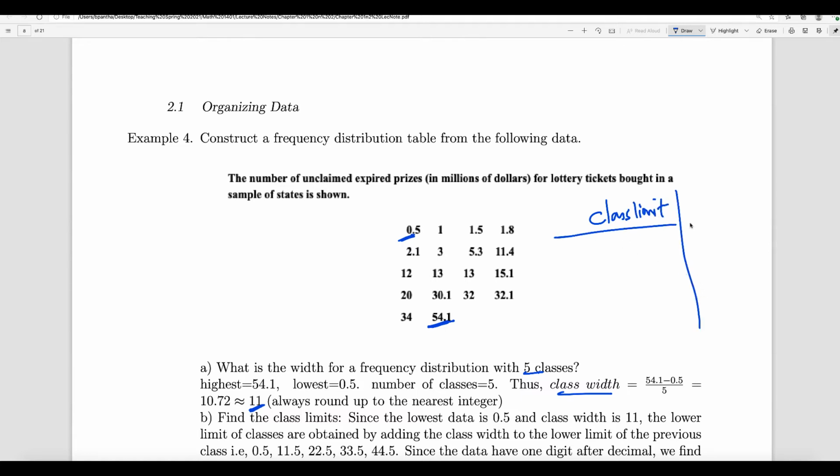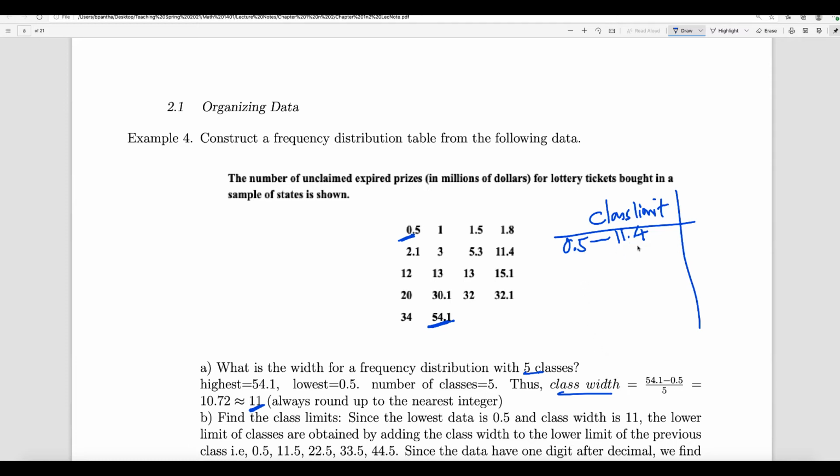The smallest is 0.5. Okay. And then you add 11, you will get 11.5. Because the upper limit will be the lower limit plus class width, 11.5, minus 0.1. If there was no decimal, you would do minus 1. Since there is 1 decimal place, you will do minus 0.1. So 11.5 minus 0.1 will be 11.4. That's what you get. Okay.